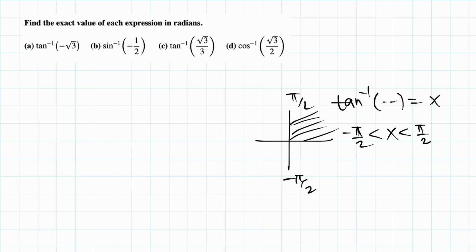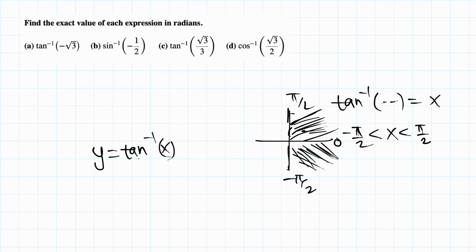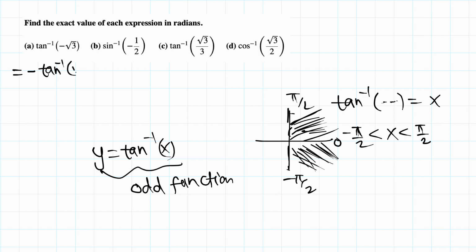Tangent inverse of a positive value will be in the first quadrant here, and tangent inverse of a negative will be in the fourth quadrant, but negative of whatever we have. And these angles are not included. At the same time, if we look at the graph of tangent inverse of x, sometimes this is called arctangent. The graph is an odd function. Odd function meaning tangent inverse of a negative angle will be negative of tangent inverse of root 3.